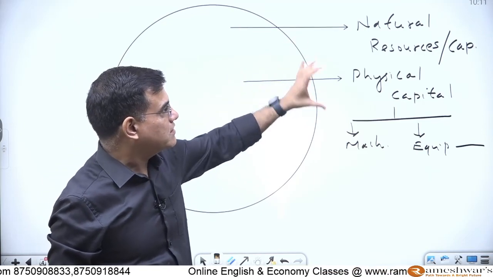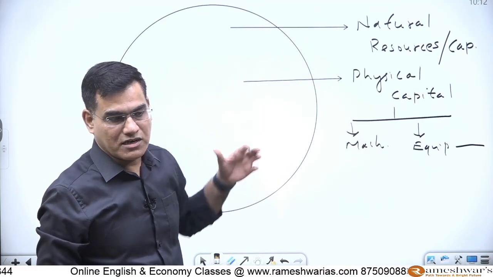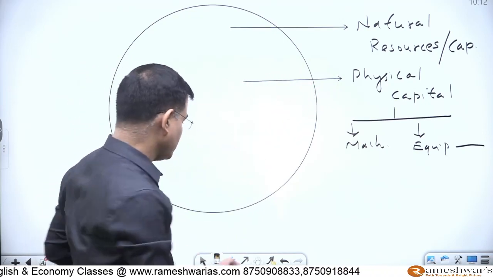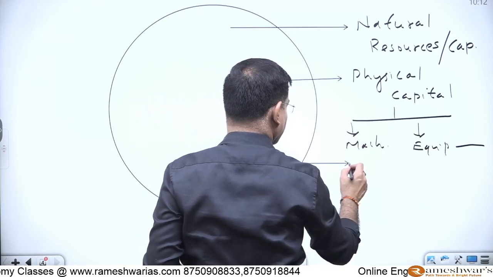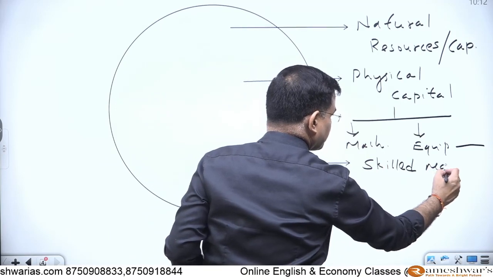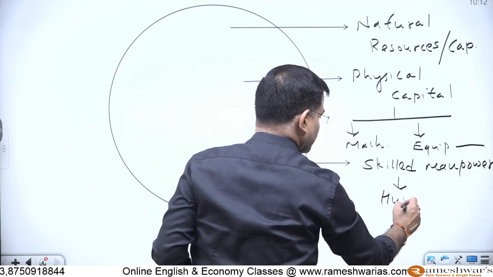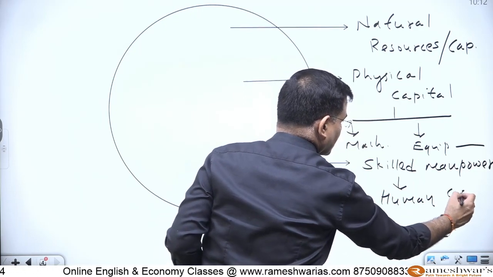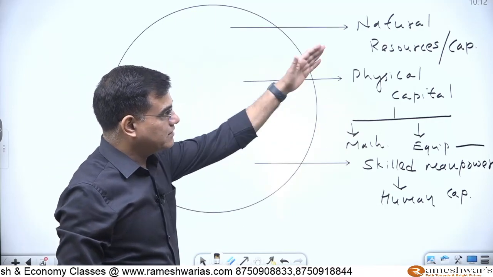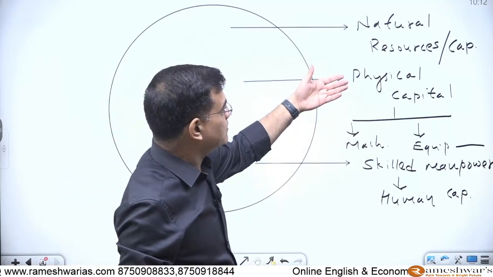Now you are having both these items, natural resources and physical capital, but you are not having manpower to use this physical capital, skilled manpower. So there is a need of manpower also, skilled manpower, which you may call human capital. So I'm talking about here human capital, right?